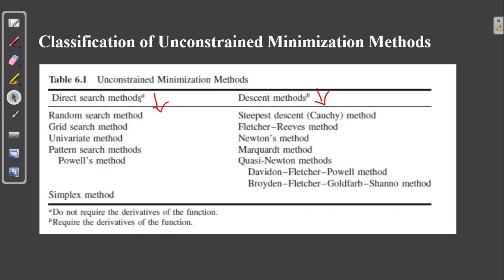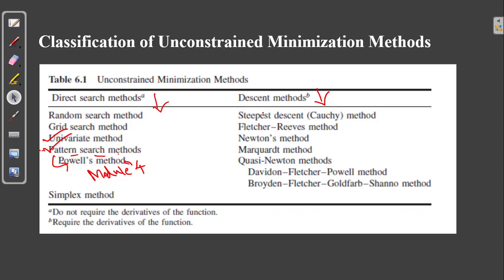In direct search methods, first of all we will look at what we mean by the univariate method, and then we will discuss the pattern search method. An extension of this pattern search method is our Powell's method, which is your module 4 topic.